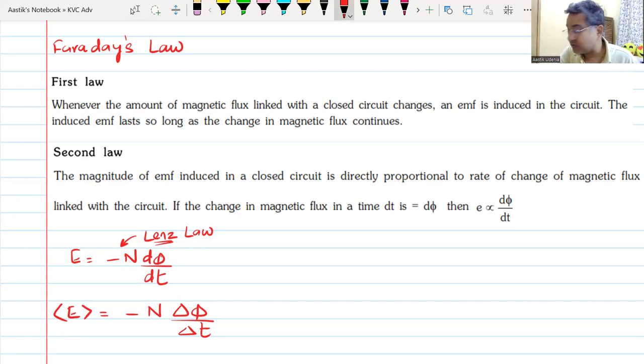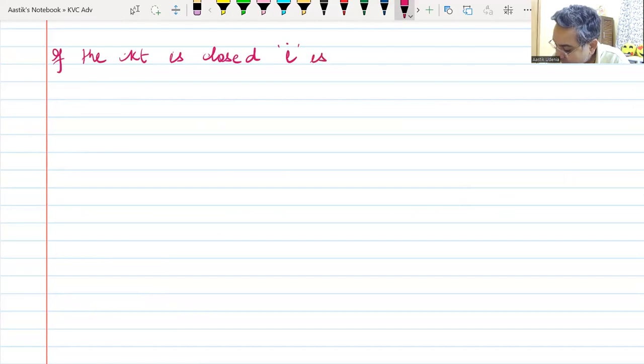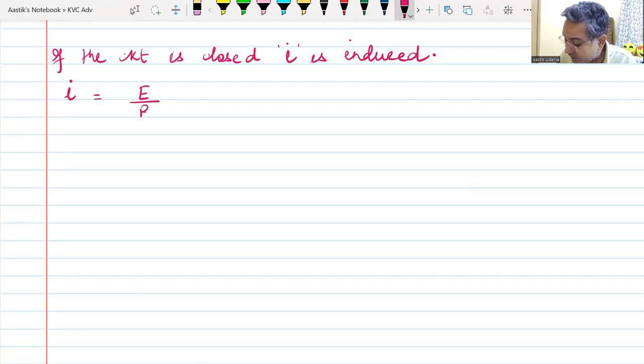Now, if this circuit is closed, then what will happen? Then a current is induced in the coil. This current is known as the induced current. What is the value of this induced current? It will be equal to induced EMF divided by R. This R is the resistance of the total circuit, so it becomes minus N by R d phi by dt. Do we understand this?